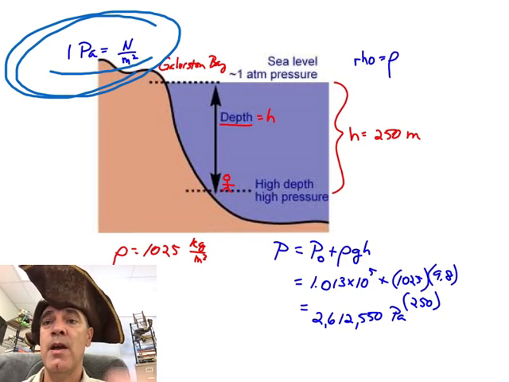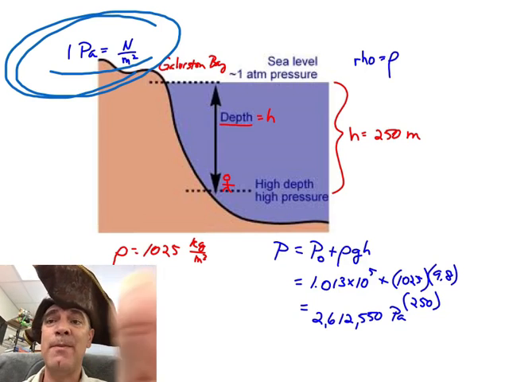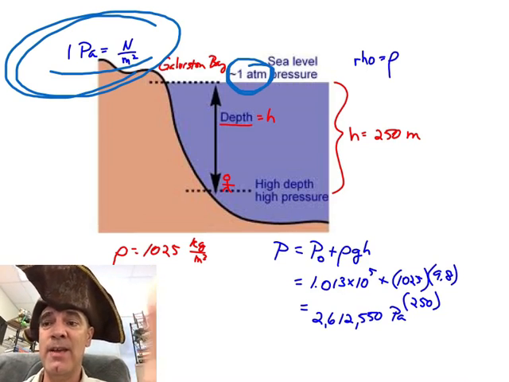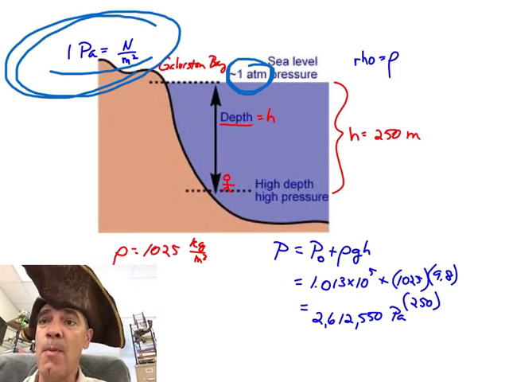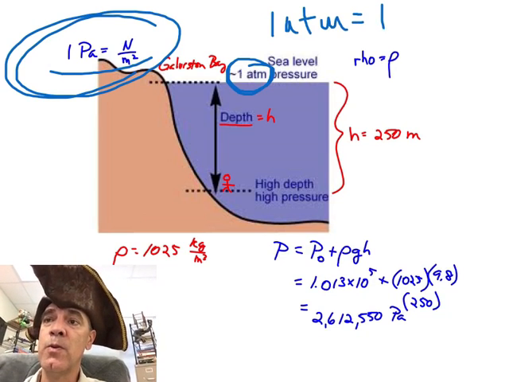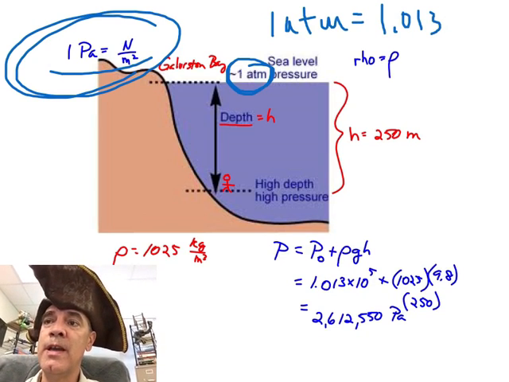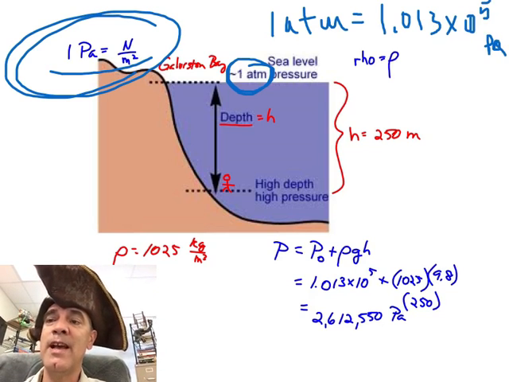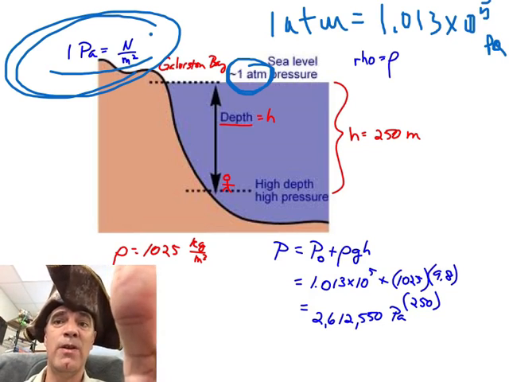No, sorry, 1 atmosphere. But to get to pascals, we have to use a conversion factor. 1 atmosphere equals 1.013 times 10 to the 5th pascals. And we want to be in pascals, so we're in meters and we're in newtons.